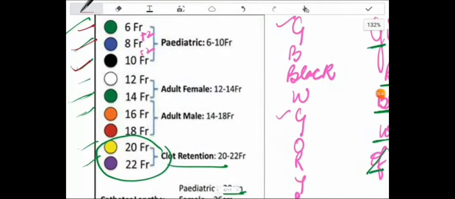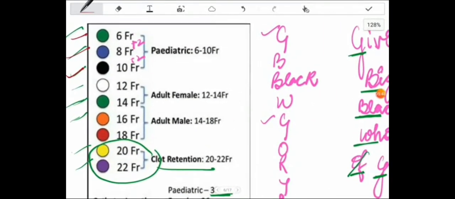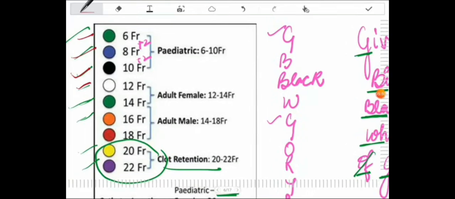Oh my god, what happened to this? So green, blue, black, white, green. Remember, these both green colors are different in contrast. One is a bit lighter and one is a bit darker.